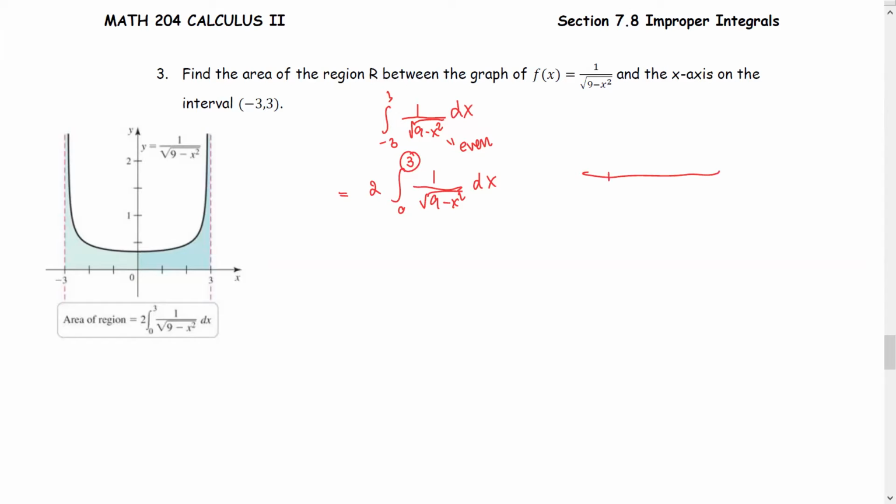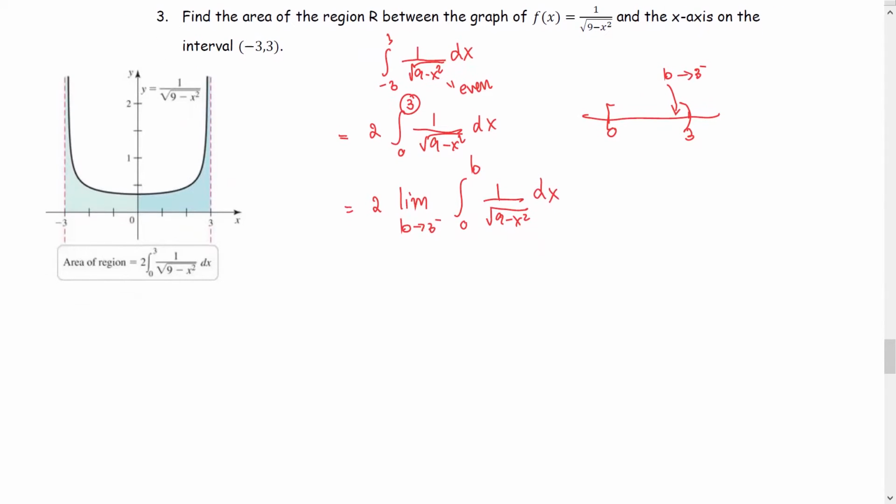From the real number line, to represent the interval of integration from 0 to 3: continuous at 0, but not at 3. Use the point b on the left side of 3. Take the limit as b approaches 3 from the left. Therefore, this improper integral is written as 2 times the limit of the definite integral from 0 to b, as b approaches 3 from the left, of the integrand 1 over square root of 9 minus x squared with respect to x.